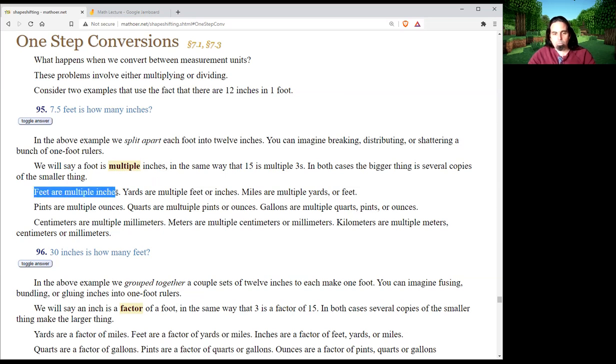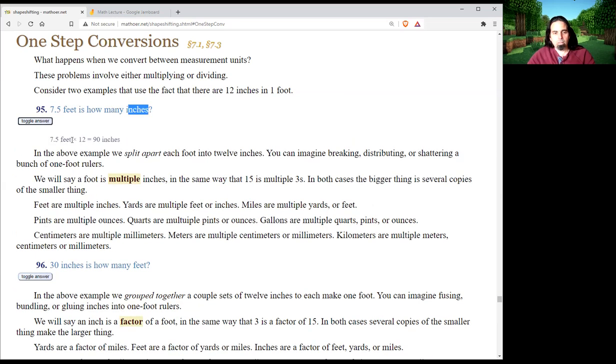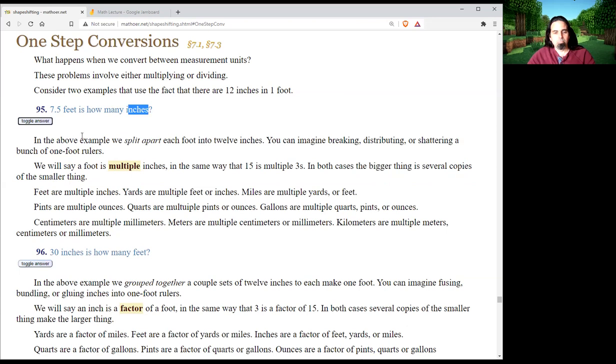So feet are multiple inches, yards are multiple feet or multiple inches, miles are multiple yards or feet or inches, and so on. In the same way, pints are bigger than ounces. They're a multiple of ounces. Quarts are a multiple of pints or ounces, and gallons are a multiple of all of those, and so on. So if we are going from something to something else, and we're starting with a multiple of the smaller one, then we multiply.